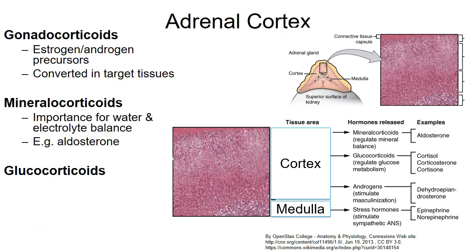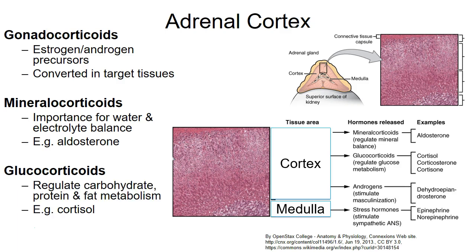So mineralocorticoids, they're involved with water and electrolyte balance. The major one here is aldosterone. Okay? If it's involved with electrolyte balance, what do you think the target's going to be here? So what's involved with, say, fluid? Maintenance of fluid in our bodies. Kidney. Yep. Kidney.